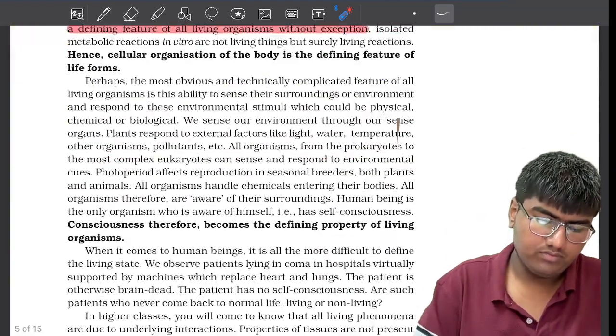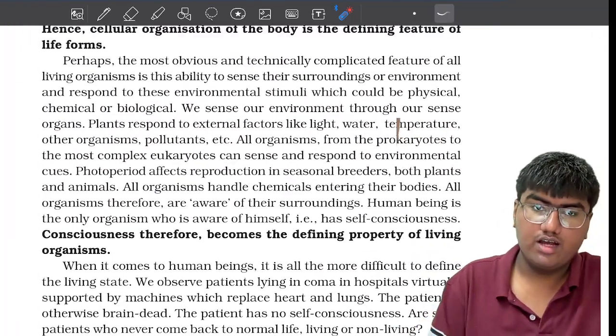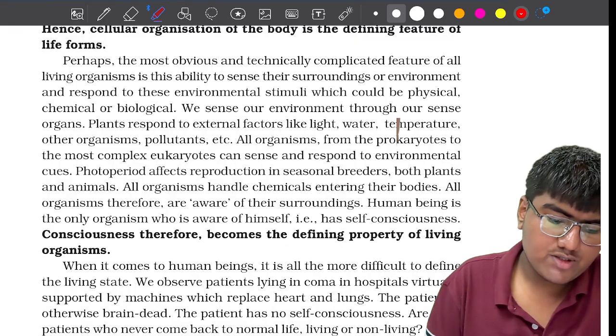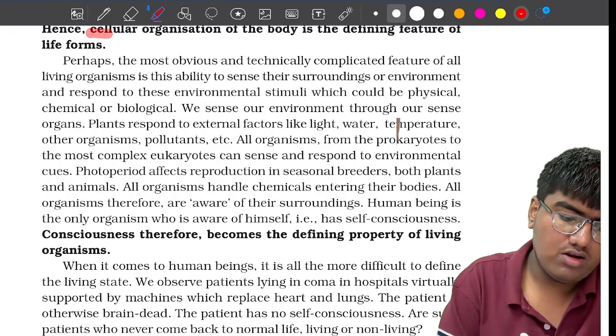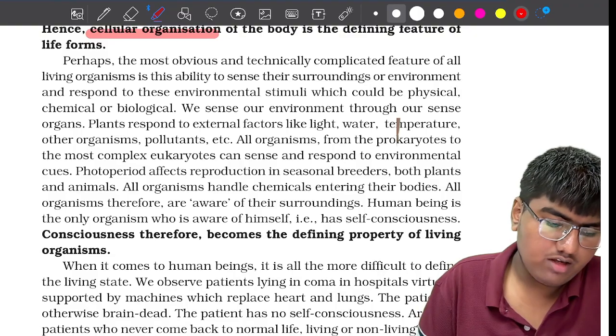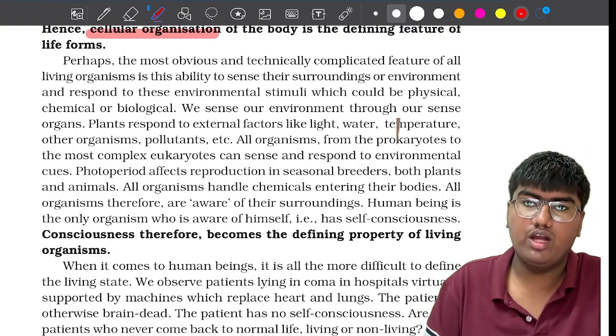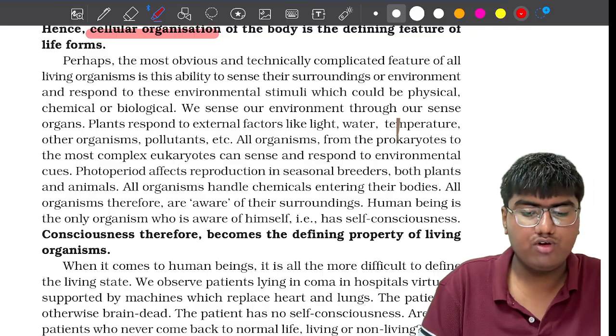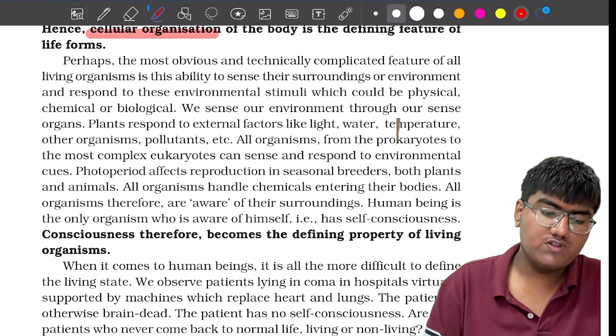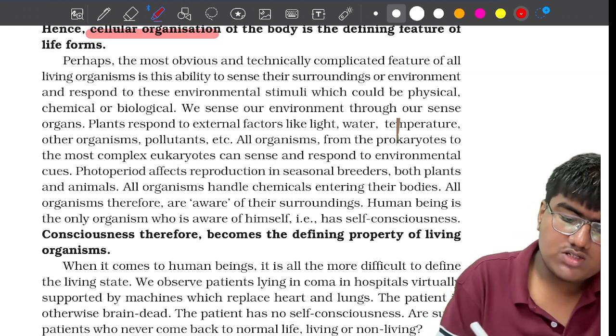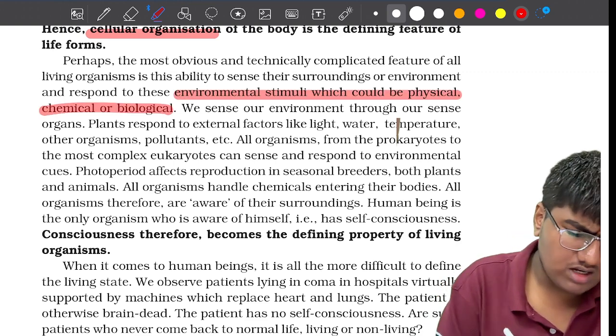Next, let's see what NCERT has to say about it. Perhaps the most obvious technical feature of all living organisms is the ability to sense their surroundings or environment and respond to these environmental stimuli, which could be physical, chemical, or biological. So a stimulus can be of any kind: physical, chemical, or biological.